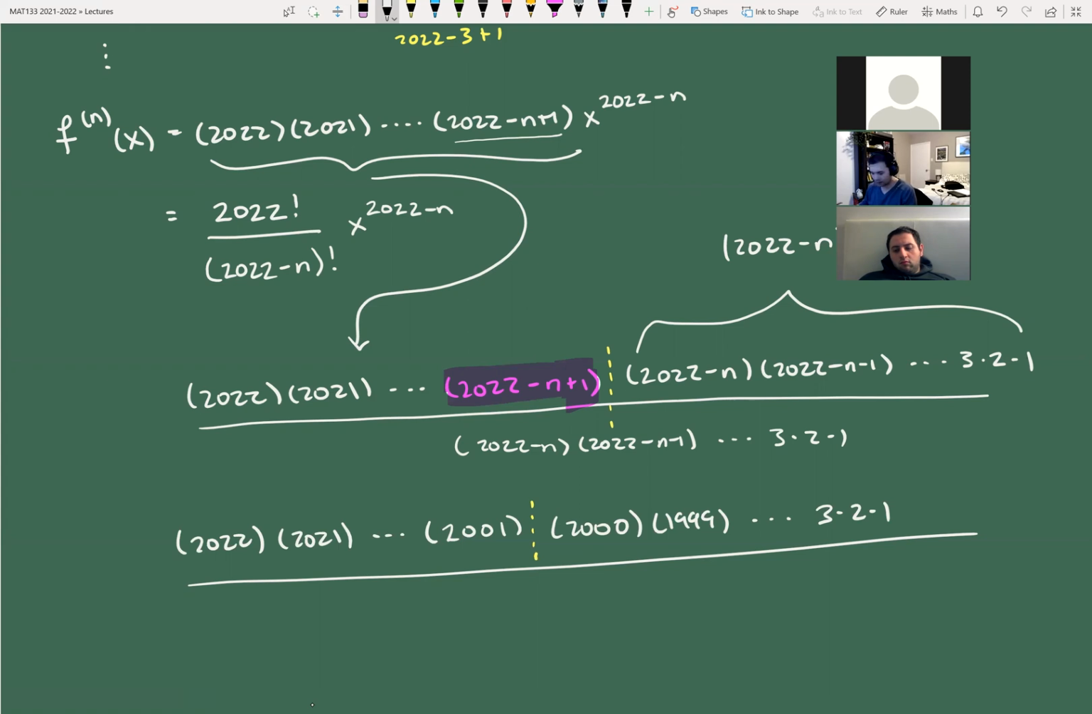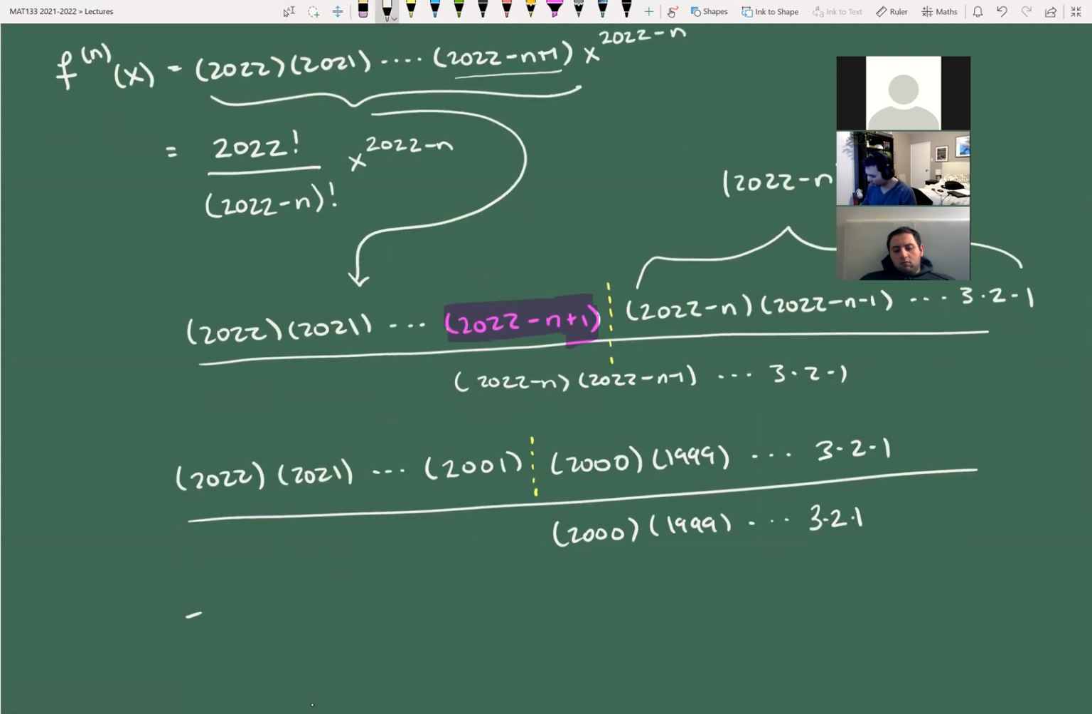And again, everything to the left of the yellow line has to survive. So I only want to cancel out what's to the right of the line. And what is that in total? That's 2022 factorial divided by 2000 factorial. So the n plus 1 disappears because I want the negative n plus 1 term to be the last term. So I'm dividing by all the terms after that.